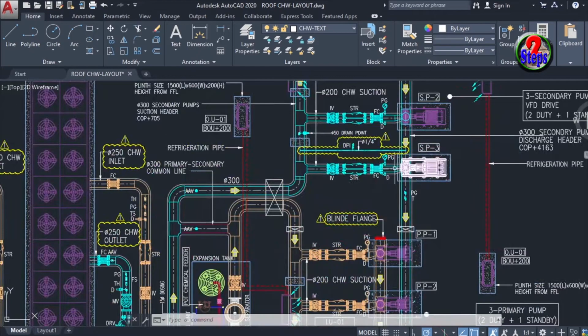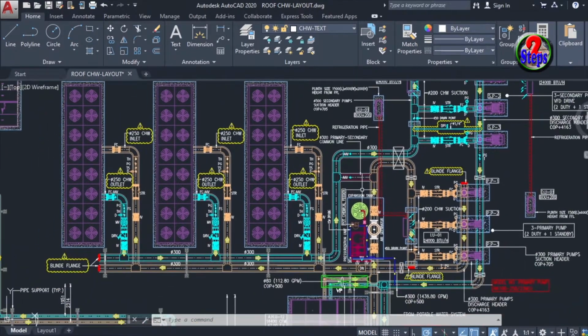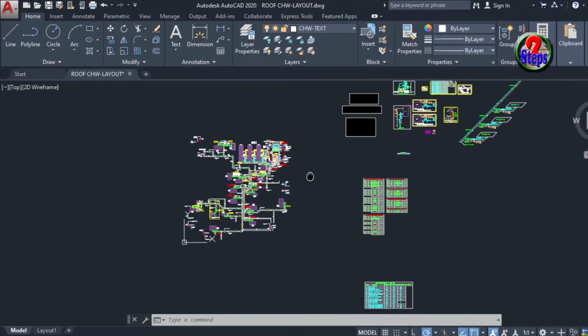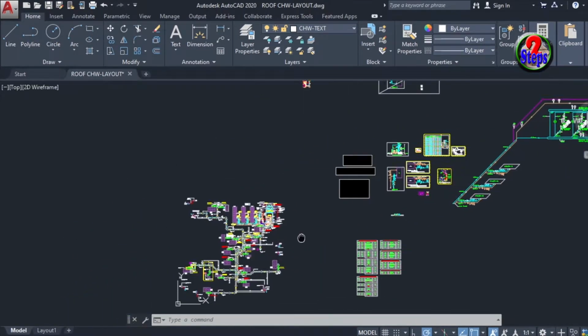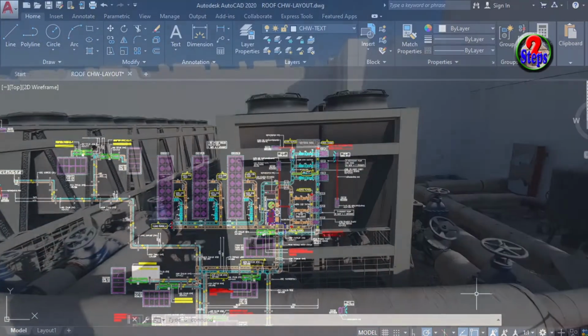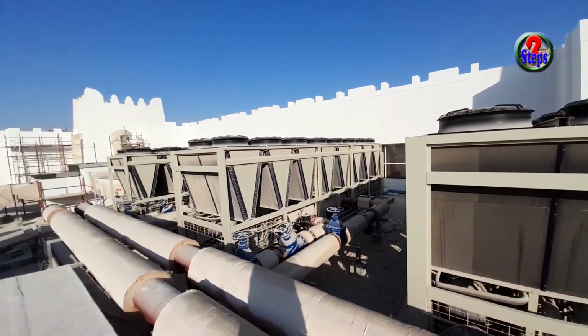Hi friends, today I want to share with you an important part of HVAC work. It's called chilled water system. In some series videos, I will explain how to read chilled water system drawing. After that, also explain practical work of chilled water system.